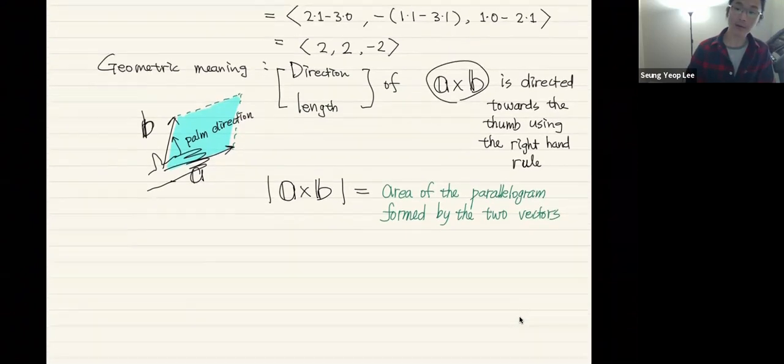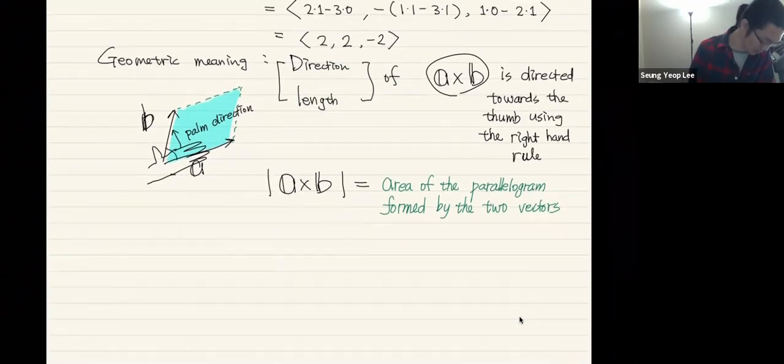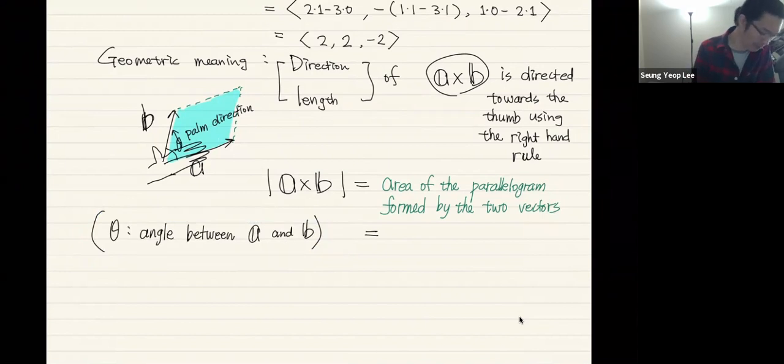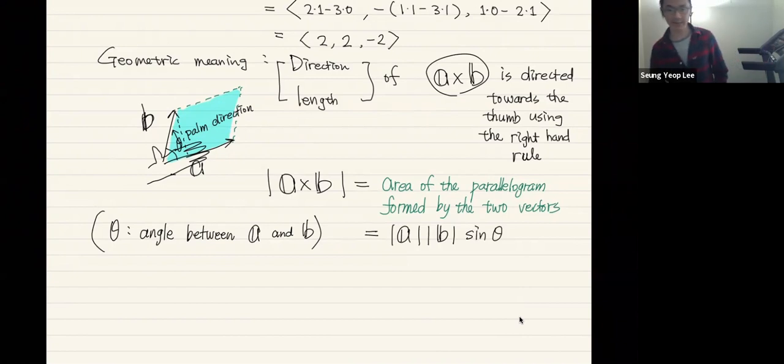And we can also write that area in terms of the formula using theta between the two vectors. So theta is the angle between the two vectors. Then this area of the parallelogram can be written as the base, right? And the height is given by B times sine theta. So that gives the length.